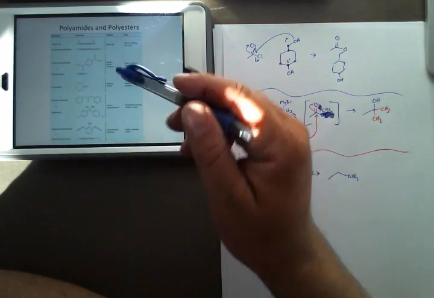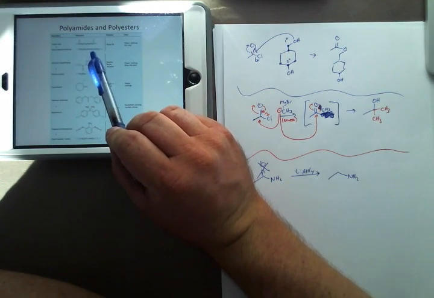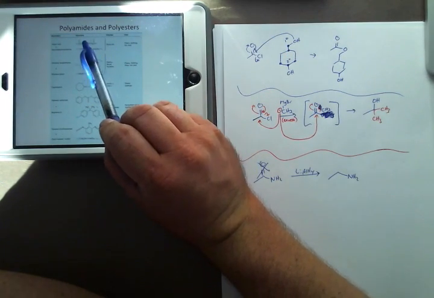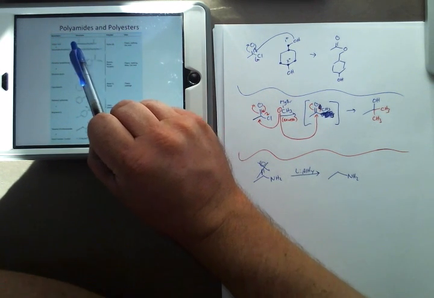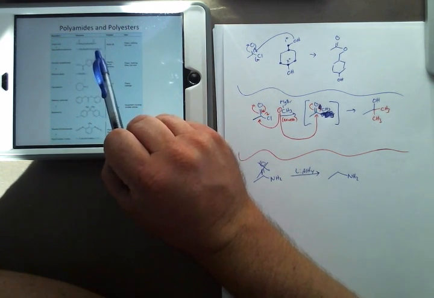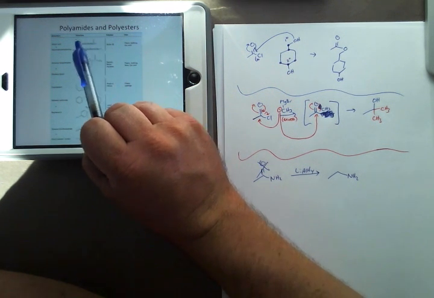Some of these might be kind of hard for you to see, but it depends on the lengths of the chains. So nylon 6,6 means it has 6 carbons in the nitrogen piece, and 6 carbons in the diacid part.